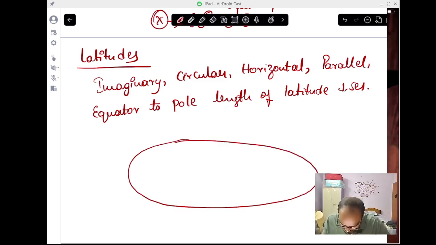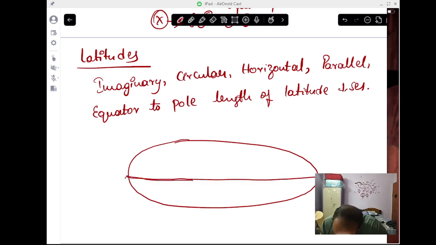This is the Earth. Please don't mind, it looks like a potato, but yeah, it's an Earth. It is 0 degree latitude. Here it is imaginary. It is circular. It is horizontal. Okay. It is 0 degree. We call it the equator. At poles we have North Pole and South Pole, right? At poles we have 90 degree north latitude and 90 degree south latitude.